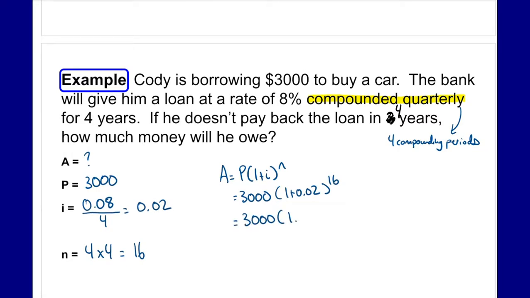Again, we can simplify 1.02 to the power of 16. And when we solve, remember to do the exponent first. So 1.02 to the power of 16, and then multiply that by 3,000. So you should get $4,118.36. So again, that means that after 4 years, if he doesn't pay back the loan, he's going to owe $4,118.36. So an extra $1,000 if he doesn't pay back his loan.